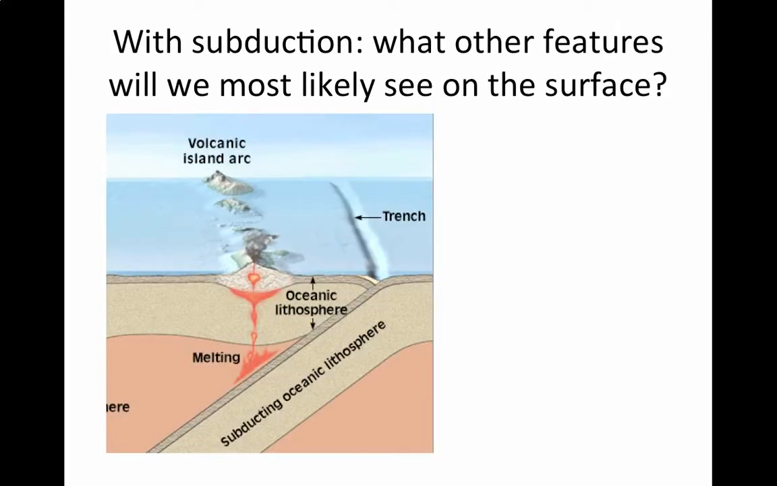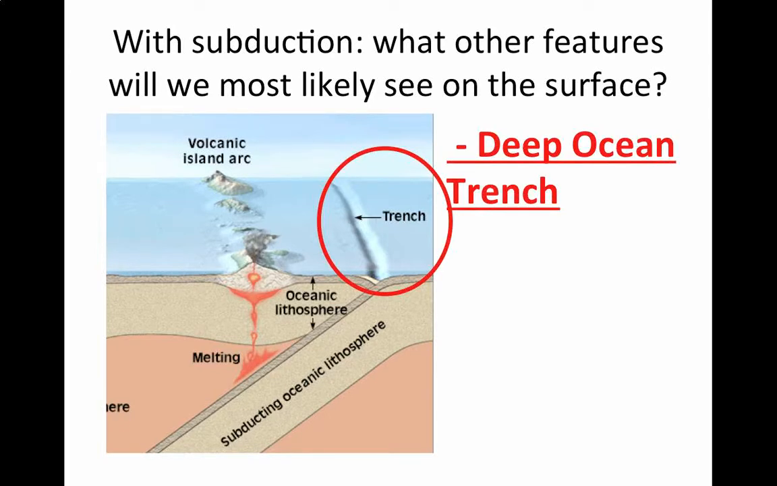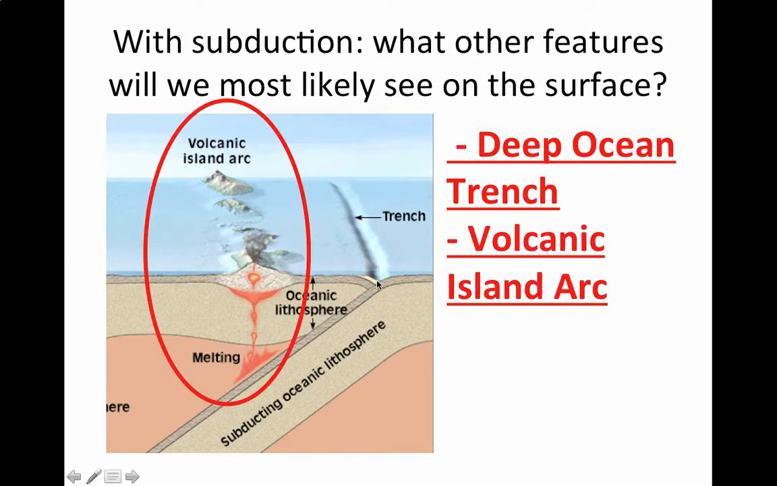Other key features similar to the ocean-continent boundary would be deep ocean trench, again happening where those two plates come together, one subducts, one stays on top. Deep ocean trench occurs right at the boundary of those two plates. Volcanic island arc, again we see a chain of volcanic activity, but now dealing with an oceanic plate, those volcanoes are occurring in the ocean and over time can pop up to form an island chain.